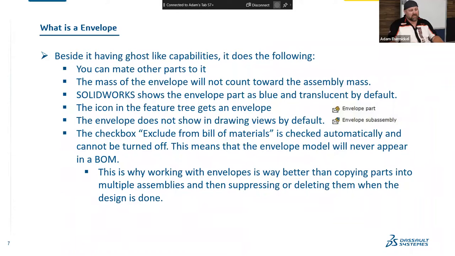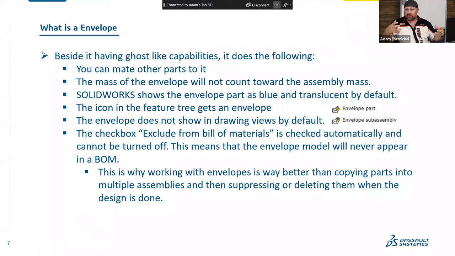Besides it having ghost-like capabilities, it does the following. You can mate it to other parts and mate parts to it. The mass of the envelope will not count towards the assembly mass, as we just stated. SOLIDWORKS also shows the envelope part as a blue or translucent type feature. You could also do opaque. So there's a lot of different things. We'll talk about that in the settings.